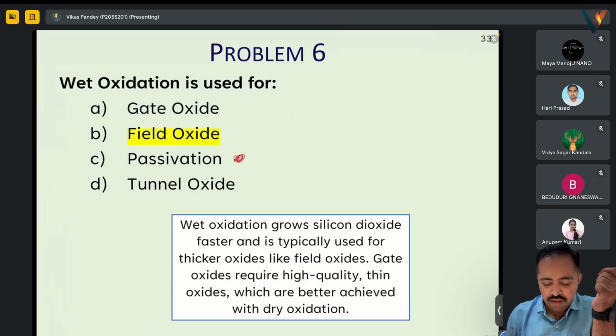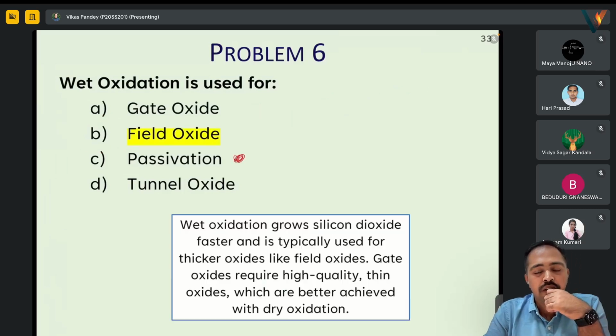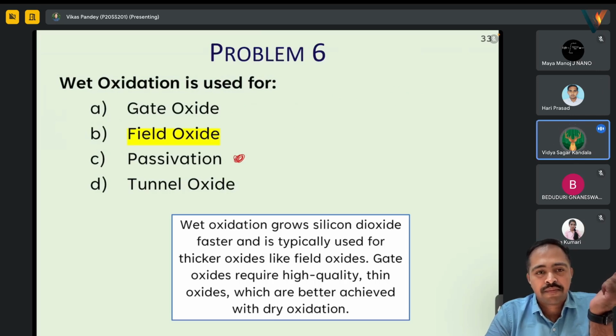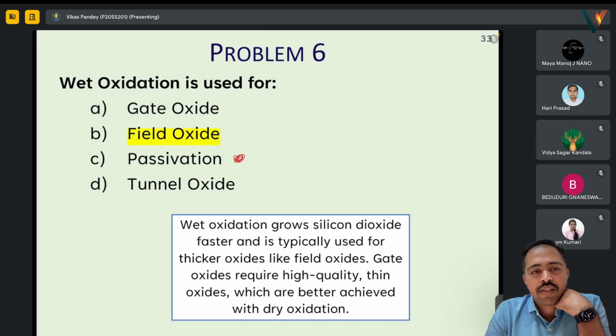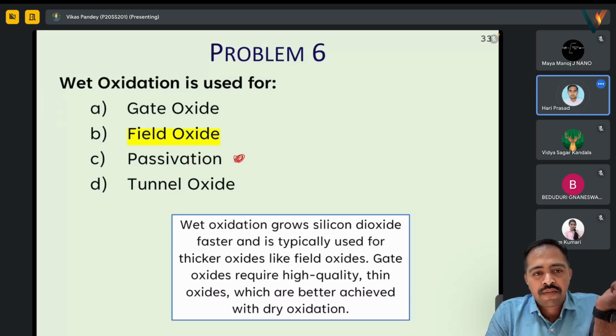Passivation also can be done, can it be done using wet oxidation? It does not require very good quality, right? Yes, anyone? Because of water, and you mentioned passivation may cause some issues. Okay. Yeah, Hari, you were saying something. Yeah, hello. Isotropic in a particular area is not the reason.